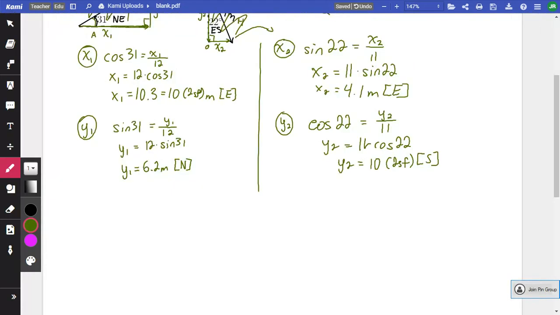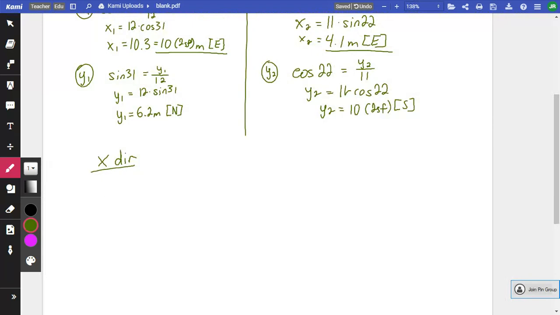And so let's do the x's. X direction, okay? We went 10 east, and then we went 4 east. So we've got a total of 10 meters plus 4.1 meters, and adding would be 14 meters east.